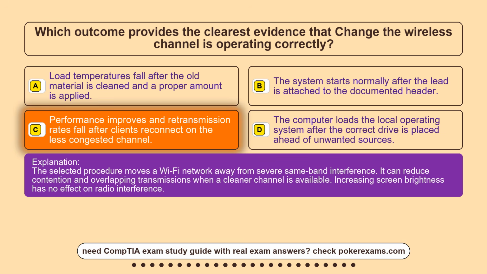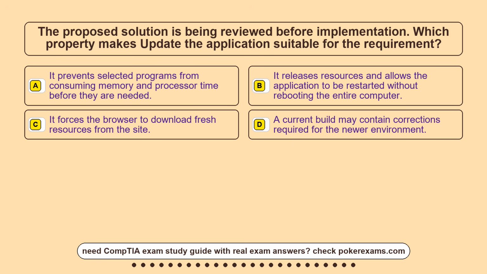It can reduce contention and overlapping transmissions when a cleaner channel is available. Increasing screen brightness has no effect on radio interference. Question 14. The proposed solution is being reviewed before implementation. Which property makes update the application suitable for the requirement?